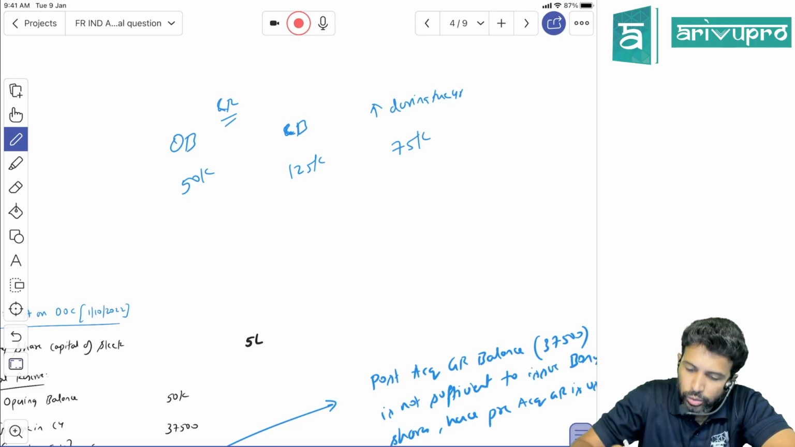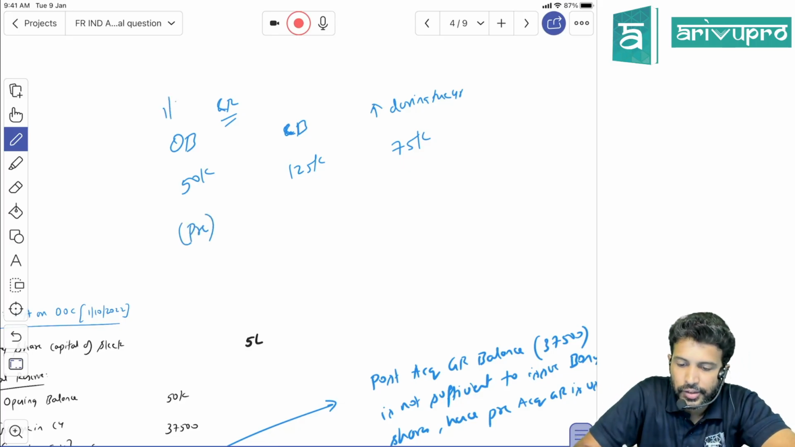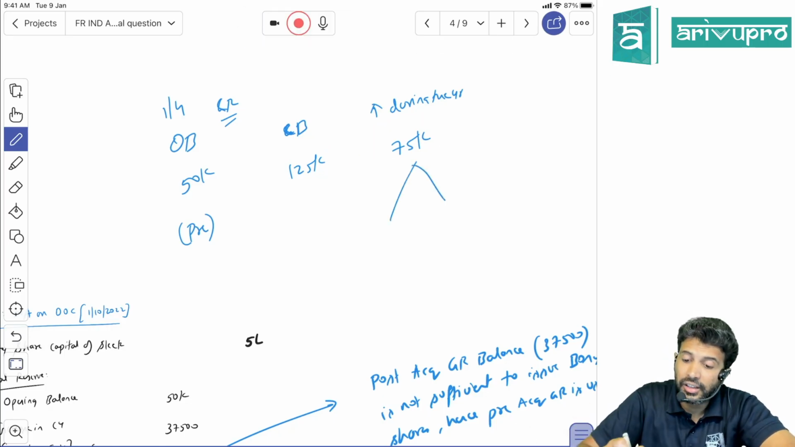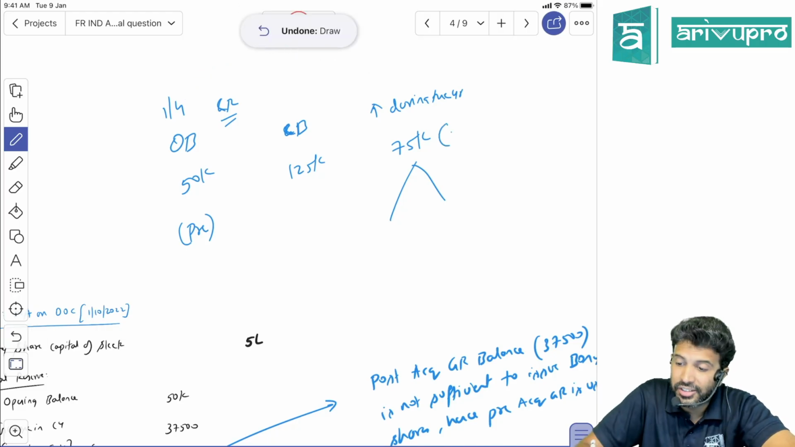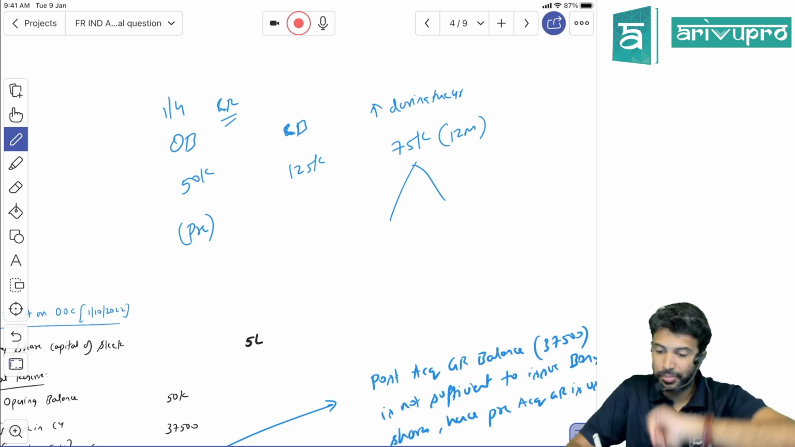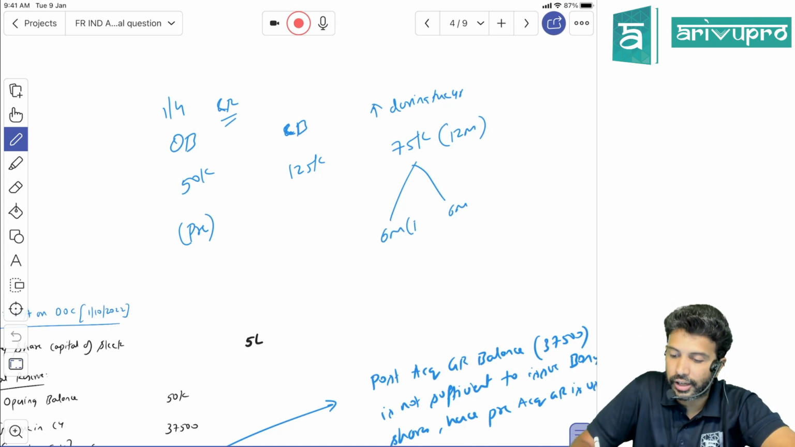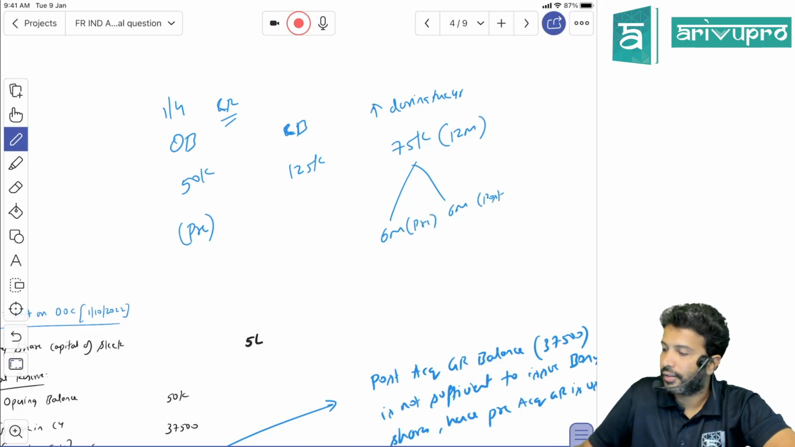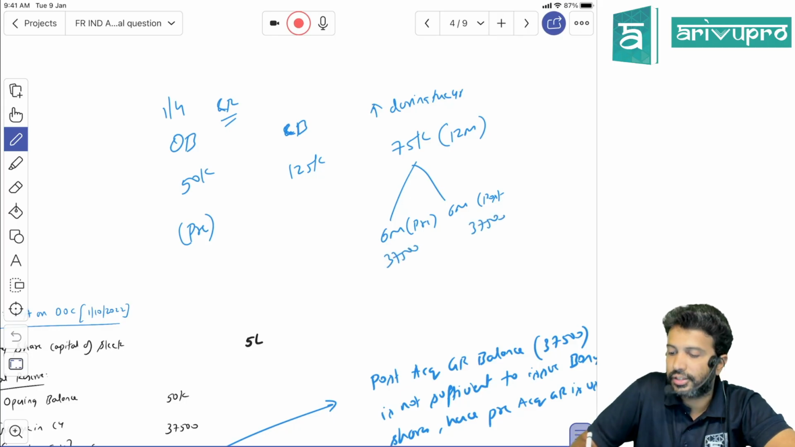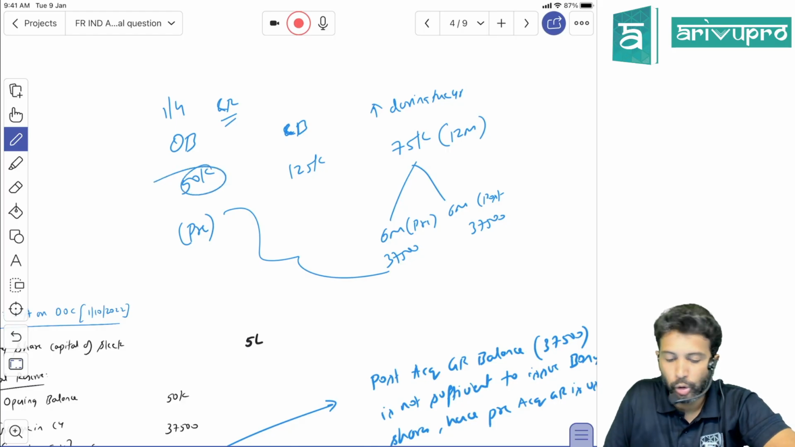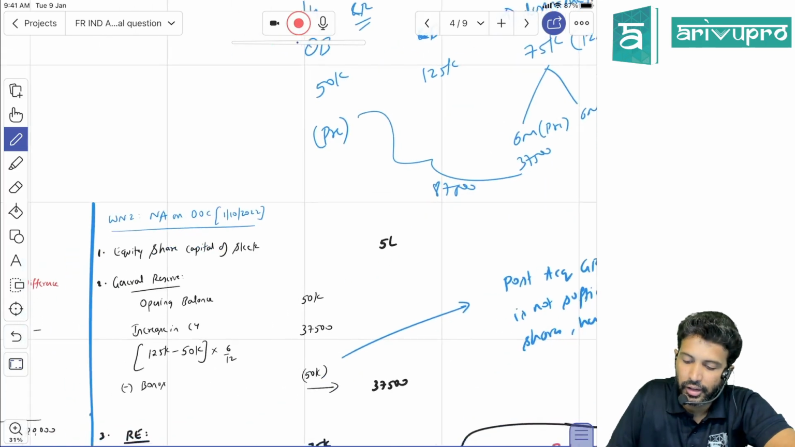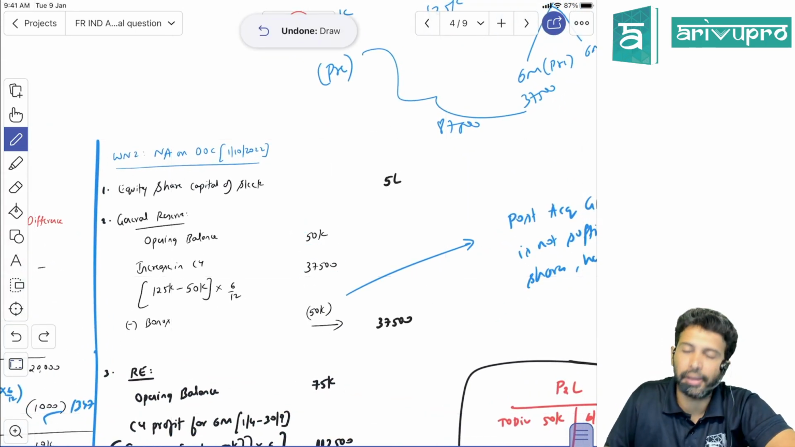Now, this 50,000 is definitely pre-acquisition because it is the 1st April balance. What about this 75,000? This 75,000 has both. The increase has happened from 1st April to 31st March, so this increase is for 12 months. But the date of control is 1st October, so April to September is 6 months. Six months of this figure is pre, and 6 months is post. So 75,000 into 6 by 12 gives 37,500 each. The total pre will be the opening balance 50,000 plus 37,500, which is 87,500.